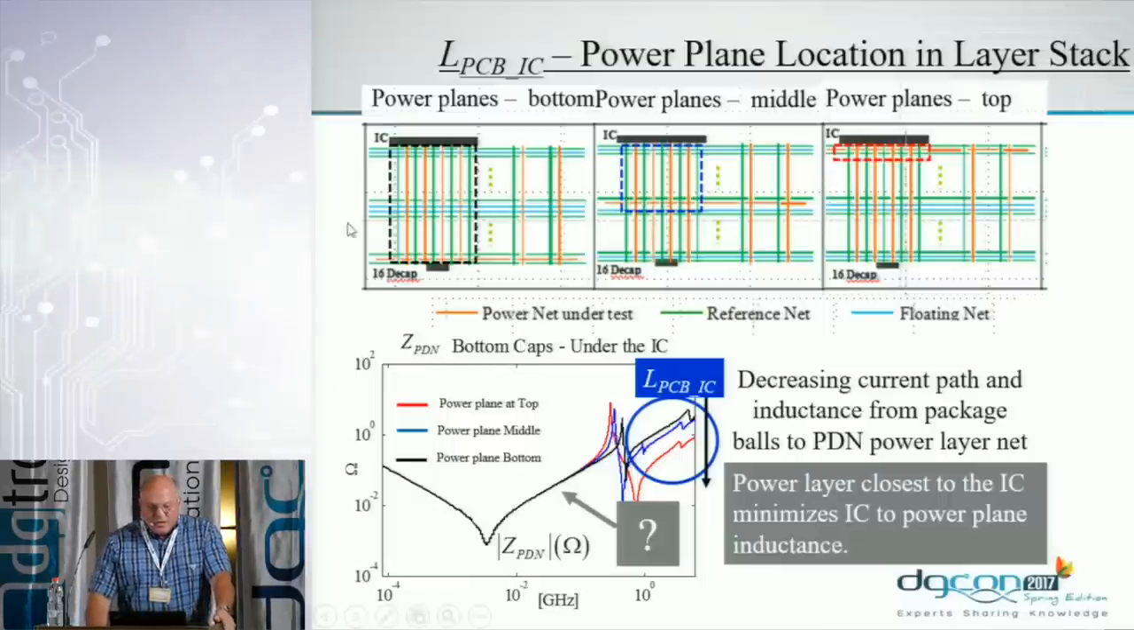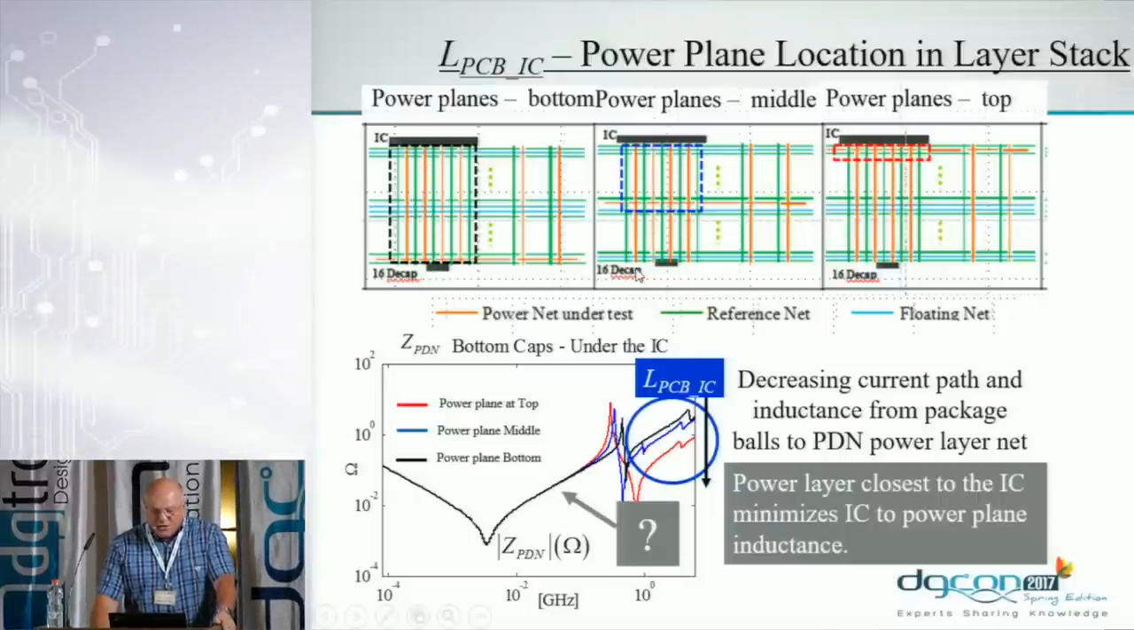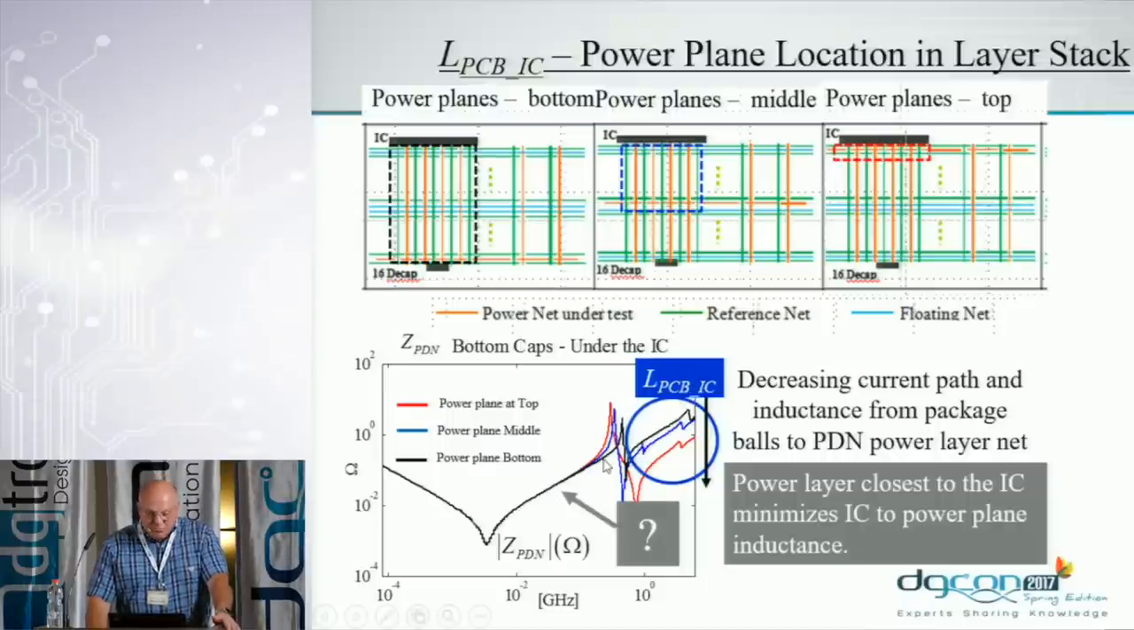So if we take a look at the row where we've just put the decoupling capacitors connected on the bottom to the power and ground pins of our ASIC, we put the PowerNet area fill on the bottom, in the middle, and then on the top. And then we look at the PDN impedance. At low frequency they're all the same. In the middle frequency they're all the same, but at high frequencies, this piece of the PDN impedance is dominated by the geometry, by the piece of the current path of getting from the IC package down to the PowerNet area fill.